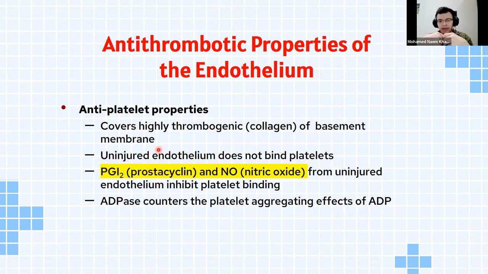Again, we said the endothelium expresses NO, right? They express it for two reasons. One, inhibiting the platelet aggregation, or the platelet binding. Two, for vasodilation. So multiple functions for the same molecule. And prostacyclin also has a lot of functions, but the one that you guys need to know is that it inhibits aggregation. Okay, so these two molecules, please know them.